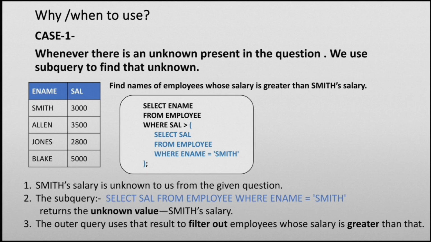And if we try to understand this question, in this question the Smith salary is unknown to us. It's not mentioned in the question. So the subquery selects sal from employee where ename is equal to Smith. It returns the unknown value of Smith's salary. The outer query uses this result to filter out the employee whose salary is greater than Smith's salary.